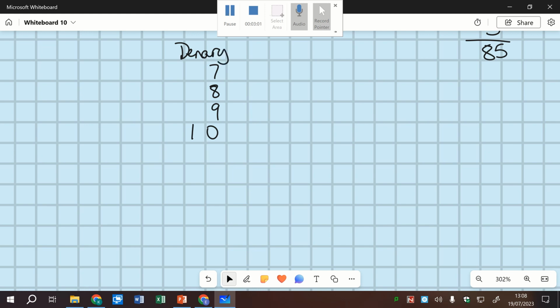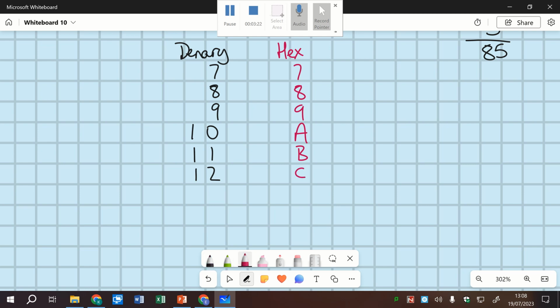Okay, in hex, we don't. We keep it single digit. So in hex, we would go 7, 8, 9, A. And then 11 will become B. 12 will become C. 13, amazingly enough, you're not going to guess this, D. Well done. 14 is going to be E, and then 15 is going to be F.